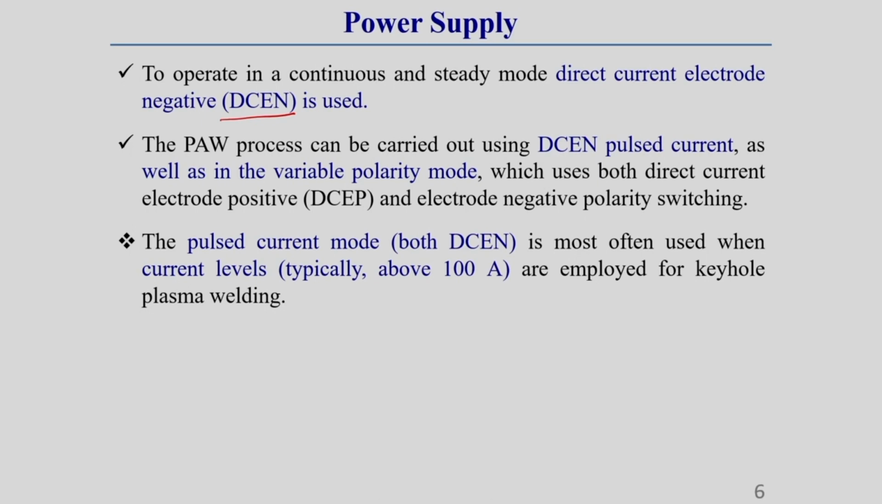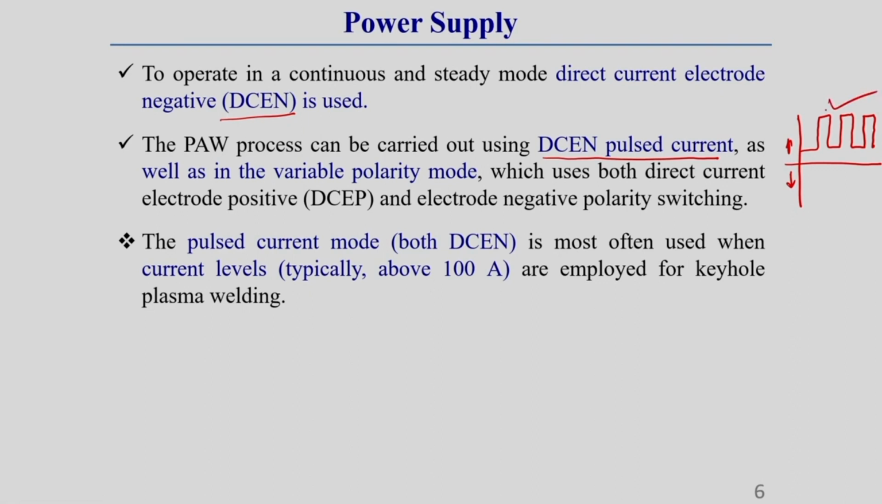But one thing you should keep in mind, this DCEN you can use in two ways, one is steady state or continuous, another one is DCEN pulse current mode. Pulse current mode means there will be a direct current, but in pulse mode. Pulse mode in the sense there will be a peak and there will be a down. What I am telling, understand? Let this be the positive and this the negative direction. So, it is a pulse type of current.